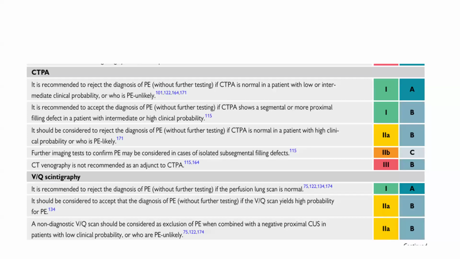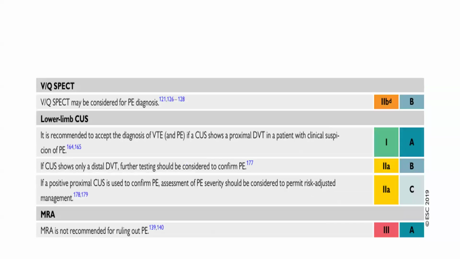A non-diagnostic VQ scan should be considered as an exclusion of PE when combined with negative proximal compression ultrasonography in patients with low clinical probability or who are PE unlikely. VQ SPECT may be considered for PE diagnosis.